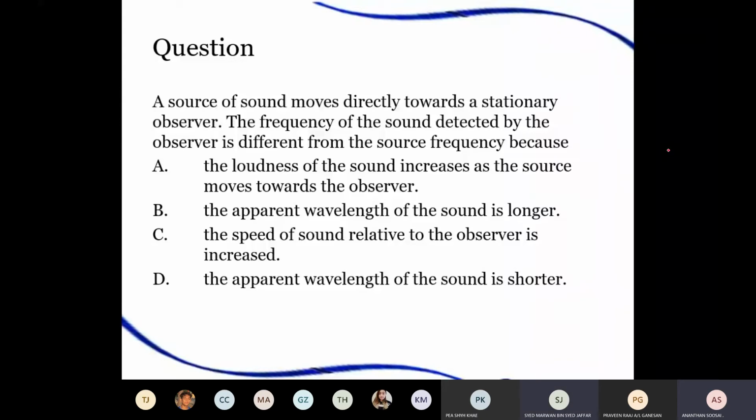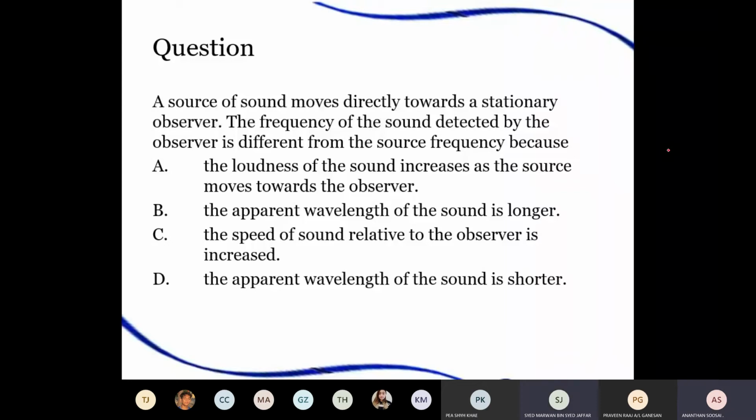Okay, this question, what's the answer? The source of sound moves directly towards the stationary observer. The frequency of the sound detected by the observer is different from the source frequency because what changes? A: The loudness of the sound increases as the source moves towards the observer. Is it a correct fact or wrong? It's correct, right? When something gets closer, the loudness increases. So A is a correct fact.